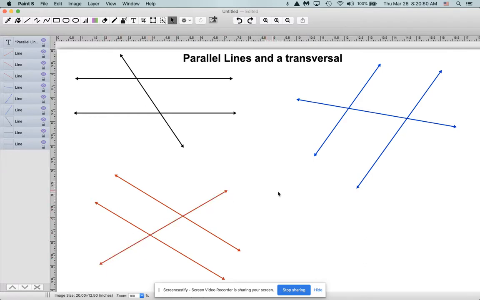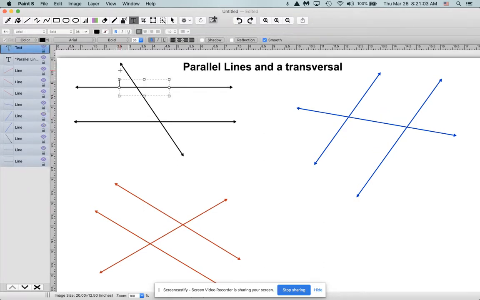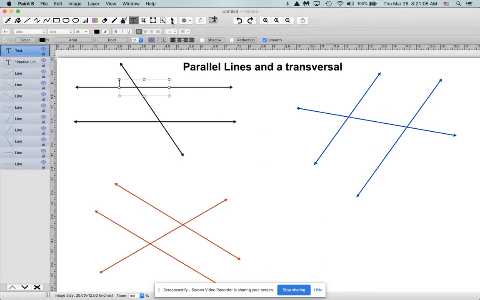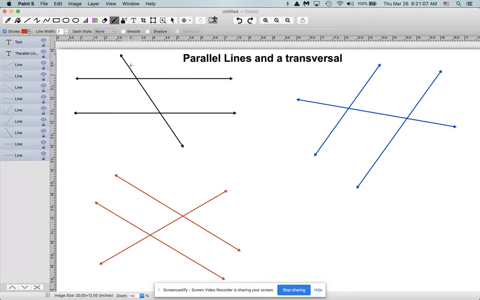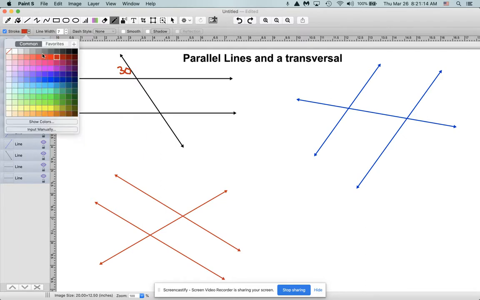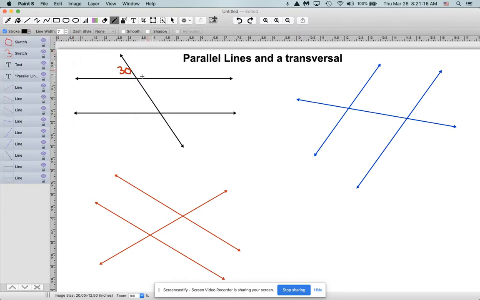What's really cool about that is, as long as these lines are parallel, we actually only have two angle measures in this complete figure. What I mean by that is, if I was to say this angle here is 30 degrees, then I know all the other 7 angles.